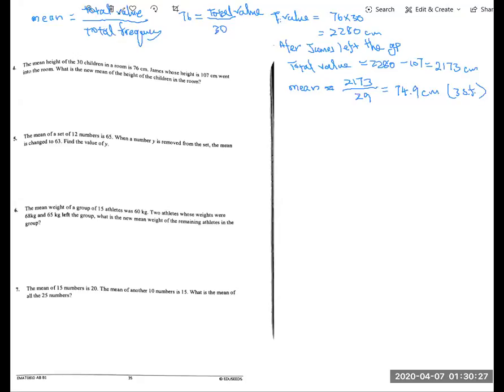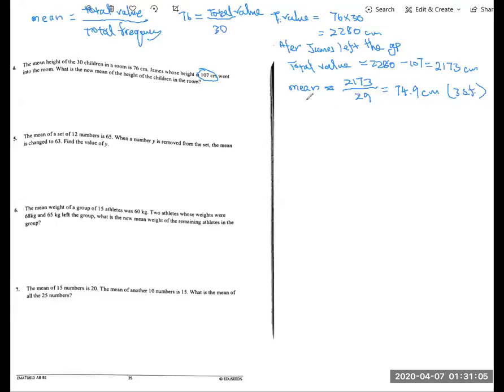Now the mean here is 76. Total frequency is 30. So from here, if we multiply 76 times 30, it gives you 2280 cm cubed. That is the total value. Okay. Now, after James left the group, the total value is 2280 minus the height of James, which is 107. Correct?